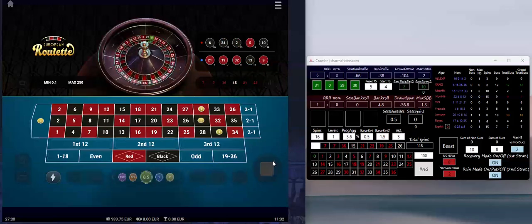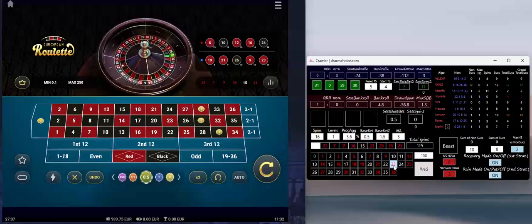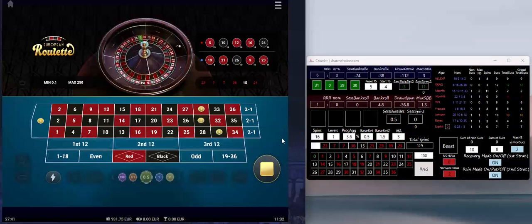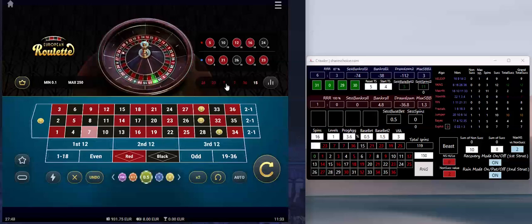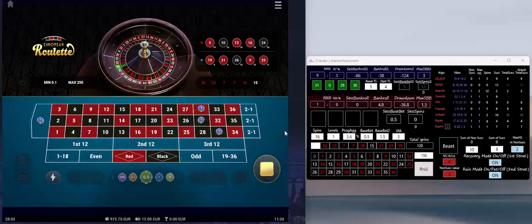Okay, number 7 two times, which we don't need, of course. And 23 again, so the table is a bit repeating numbers, which is not helping us. And again 36, 2 times 36, 7, and 23 as well, so I will increase base bet. And let's see what will happen. That's really boring. Everything is coming around zero, but zero is not coming.